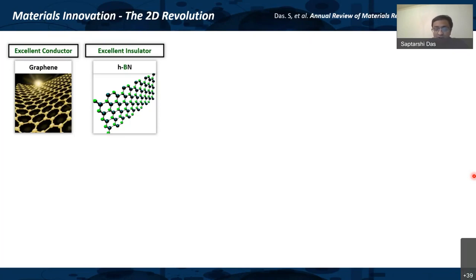There is another 2D material called hexagonal boron nitride. It's actually an insulator, and that shows you the capability we can achieve at a low dimensional level. And the reason for that is, even if you simply replace the carbon atom by boron and nitrogen, the property of the material changes from being a conductor to an insulator, right? And that's a massive change.